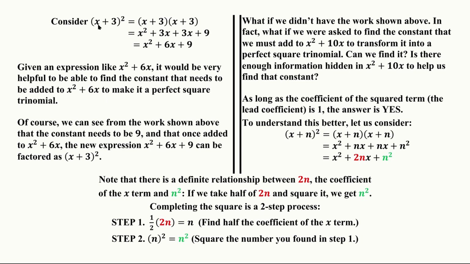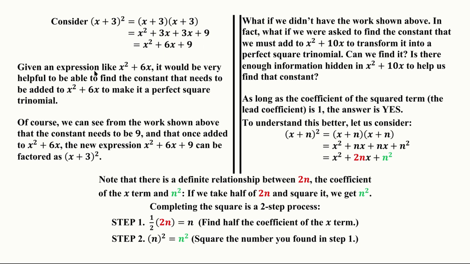So I want you to consider this expression, the square of x plus 3, or quantity x plus 3 squared. Notice that that just means quantity x plus 3 times quantity x plus 3. Then we go ahead and distribute the x to get x squared plus 3x, and then we distribute the 3 to get 3x plus 9, right? So combining these two middle terms, we get x squared plus 6x plus 9.